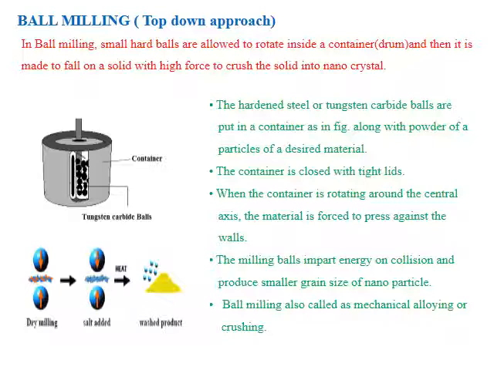So this comes under the category of top-down approach, where you are going to produce smaller nanoparticles from much bigger bulk materials. In ball milling, small hard balls are allowed to rotate inside the container, which is normally called a drum, and then it is made to fall on the solid with high force to crush the solid into nanocrystals. So here you will have a large number of clusters of hard balls. Into that, the materials which should be converted into nano size will be poured, and the drum is allowed to rotate.